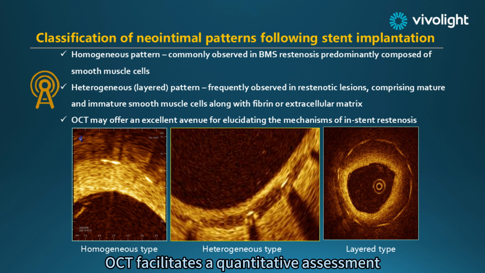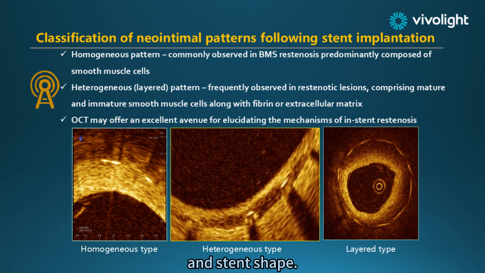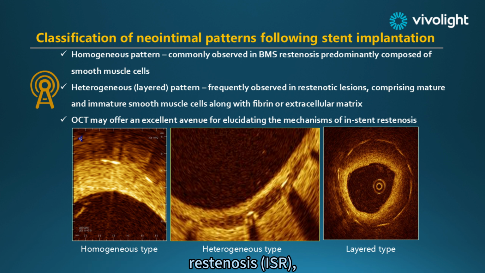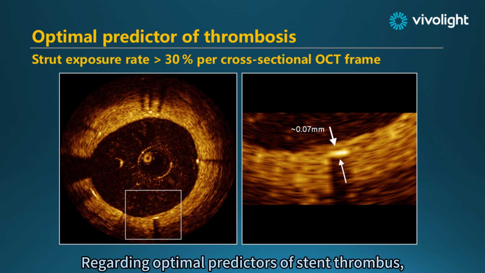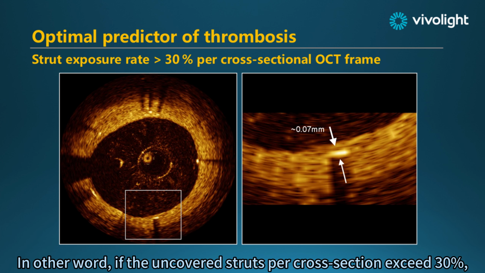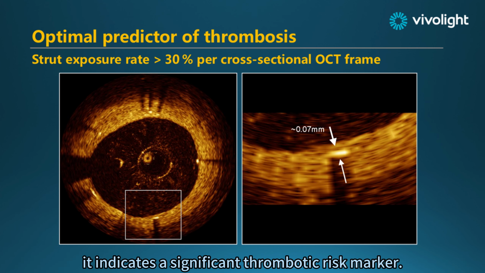OCT facilitates a quantitative assessment of neointimal coverage thickness, plaque morphological characterization, and stent shape. This assessment provides insights into the pathological mechanisms of in-stent restenosis, ISR, thereby informing evidence-based therapeutic decision-making. Regarding optimal predictors of stent thrombus, the strut coverage rate should be less than 70%. In other words, if the uncovered struts per cross-section exceed 30%, it indicates a significant thrombotic risk marker.